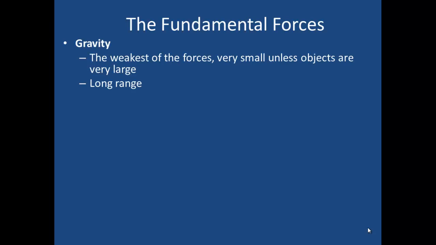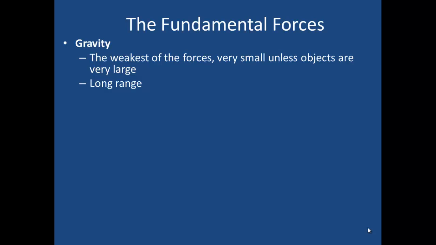The first force that we're going to talk about is gravity. Gravity is the weakest of the forces and is very small unless objects are very large. What that means is that unless the object that is exerting this gravitational pull or this gravitational force is very large, the gravity of that object will be small. Now this seems kind of strange because we can feel gravity of the Earth all the time. But we have to remember that the Earth is very large, and therefore the gravitational force that the Earth can exert will also be very large.